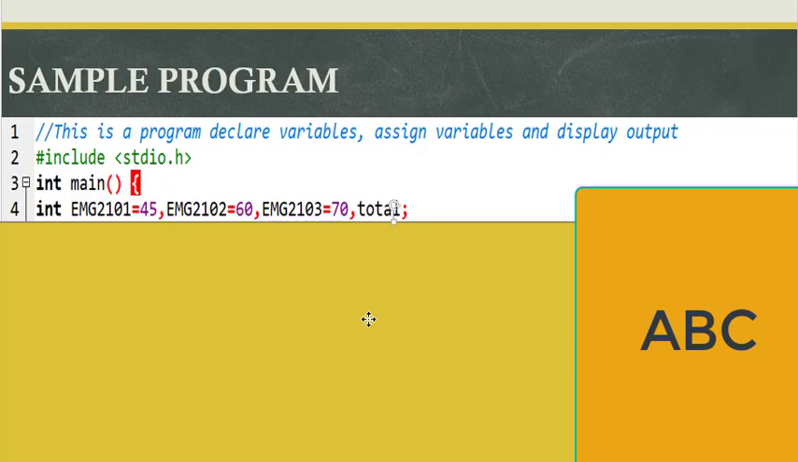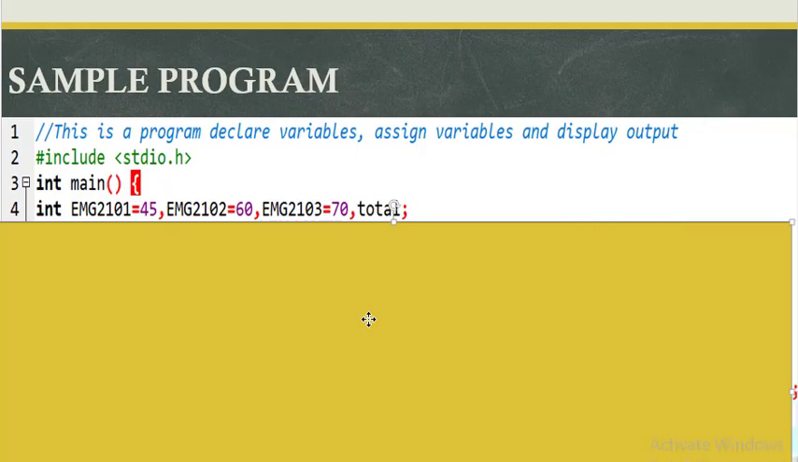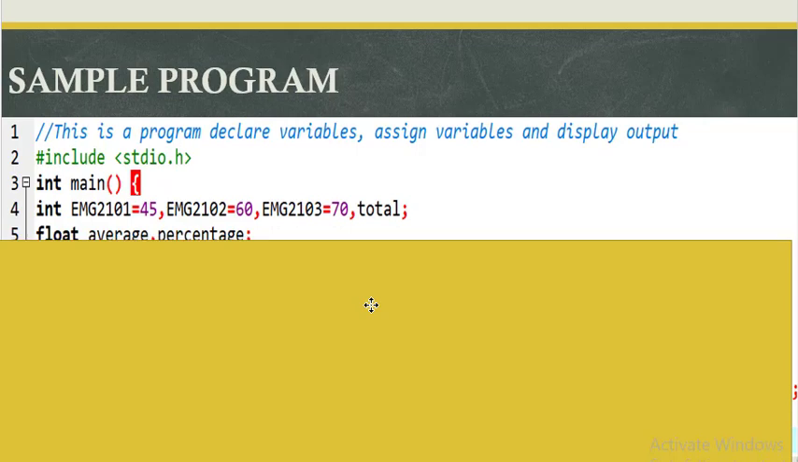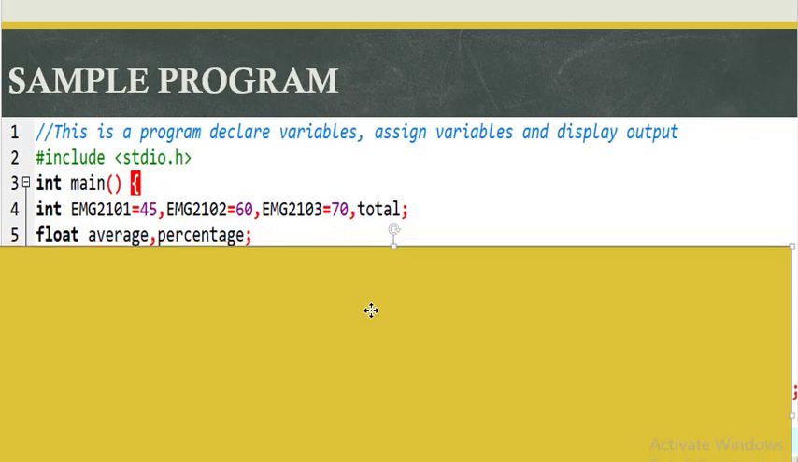So the first thing that we are going to do is to declare 4 variables. 3 variables are supposed to store the marks. EMG2101 will store the mark 45. EMG2102 is going to store the mark 60. EMG2103 is going to store the mark 70. And then we'll equally have another variable called total that's supposed to store the summation of the 3 marks. We'll equally declare 2 variables. One is called average. It's supposed to store an average of the 3 marks. And also another one called percentage. That's supposed to give us the percentage score.